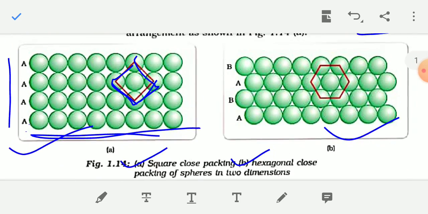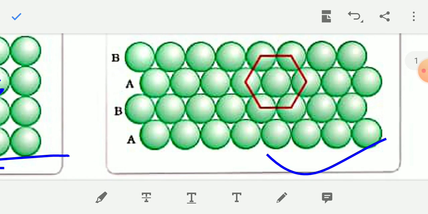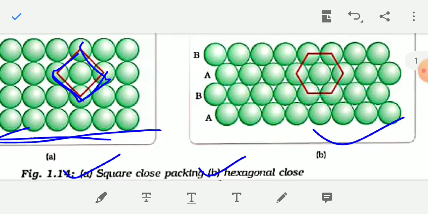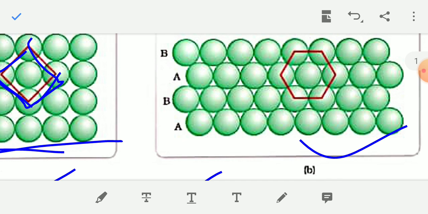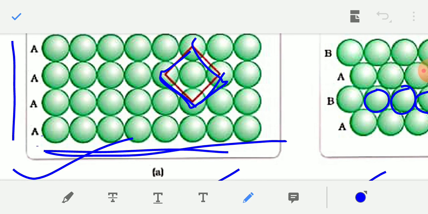In two-dimensional hexagonal close packing, the particles of the second row, third row or fourth row are placed in the depression of the previous rows. You can see this particle is placed in the depression of the first row, and all these spheres. In two-dimensional square close packing, each sphere is just above the previous layer.